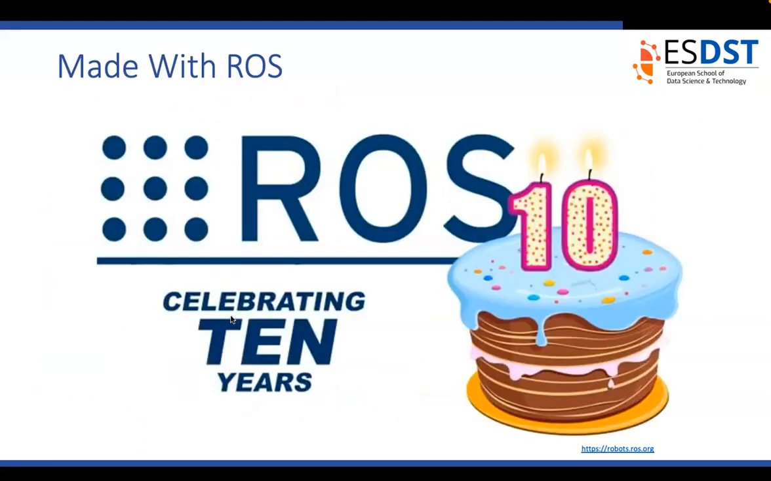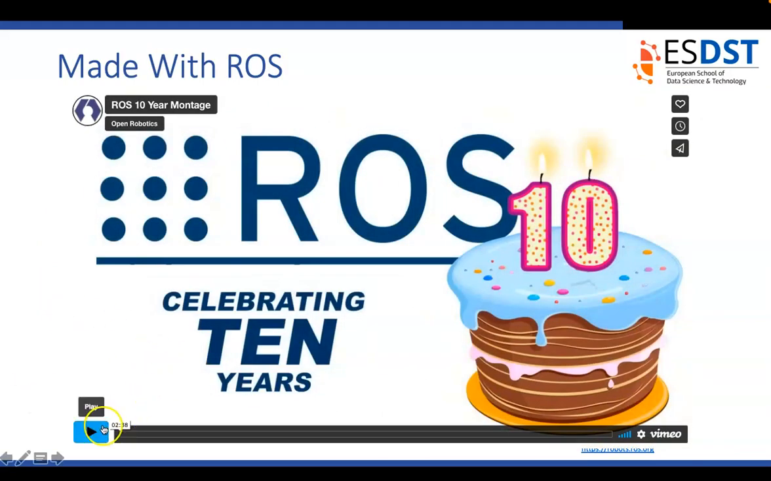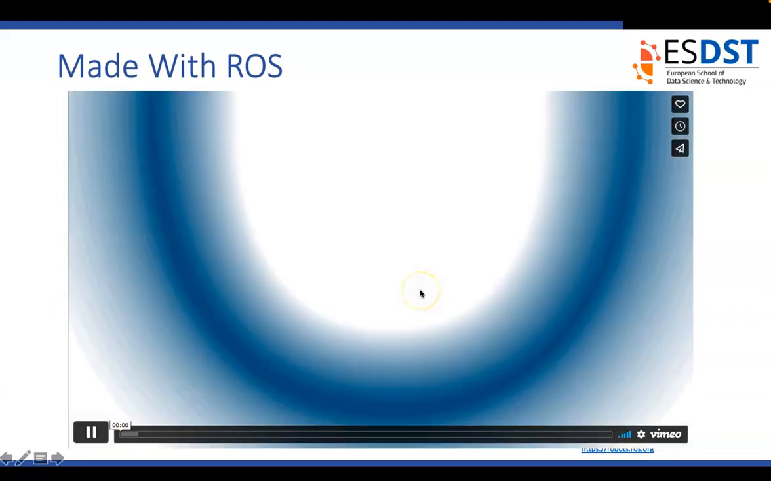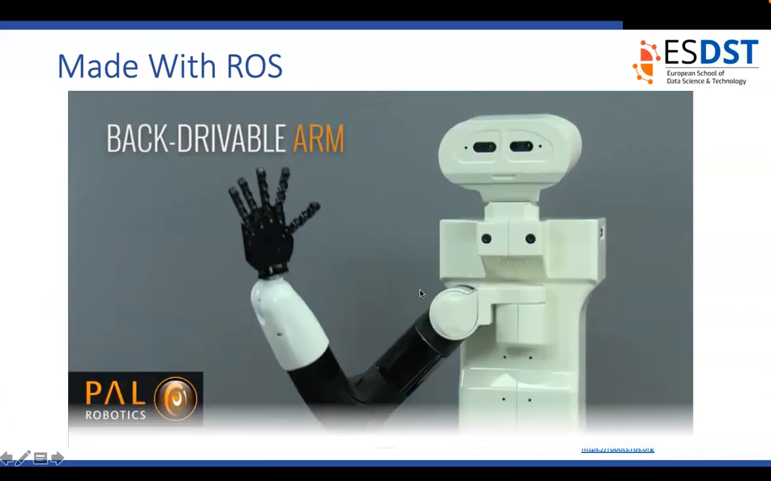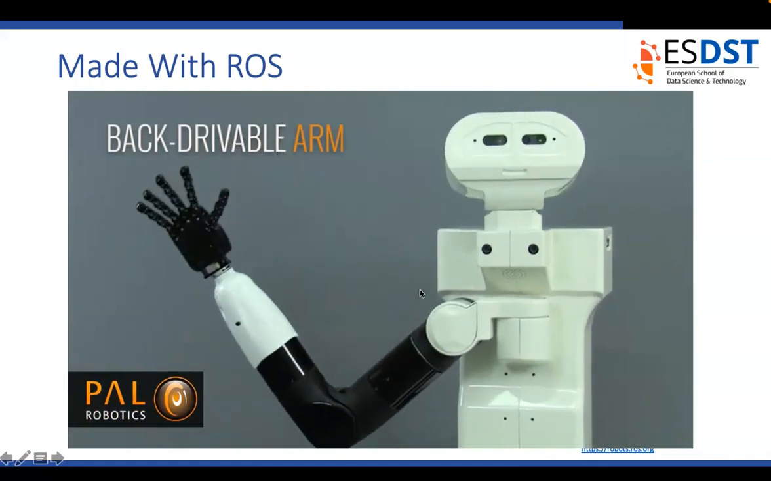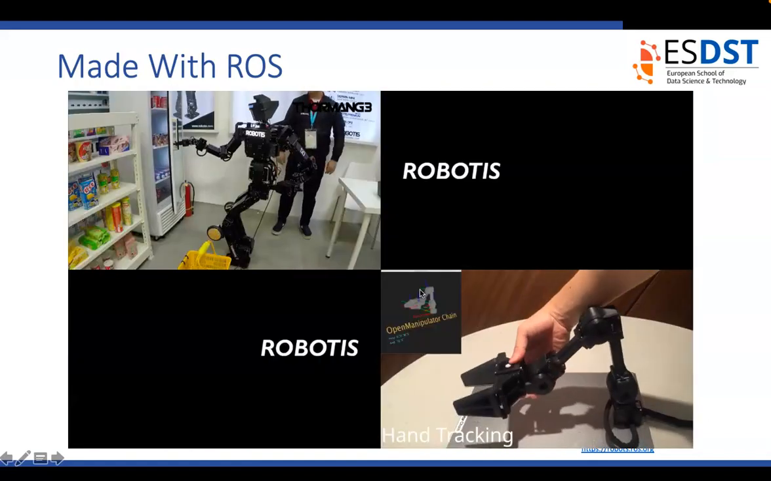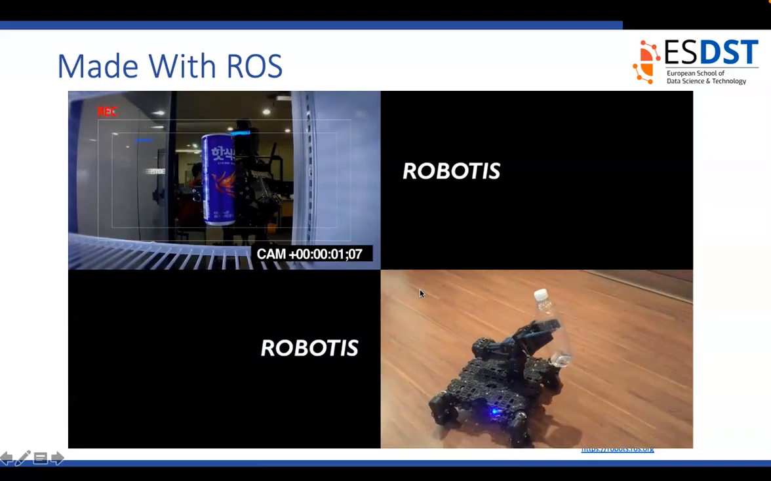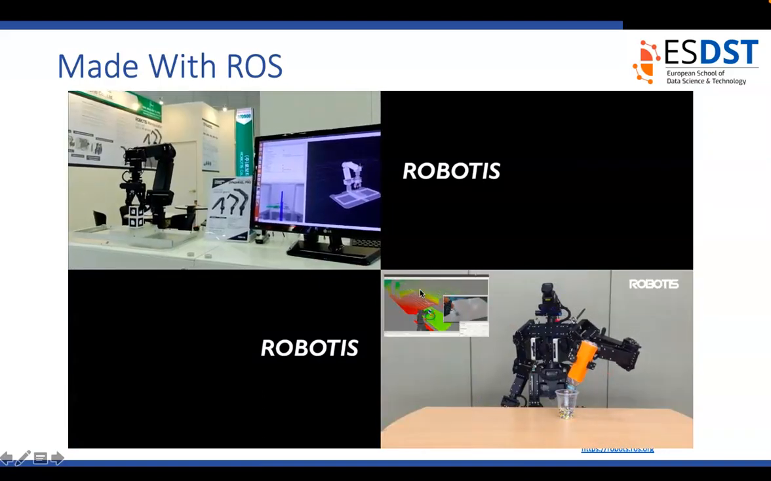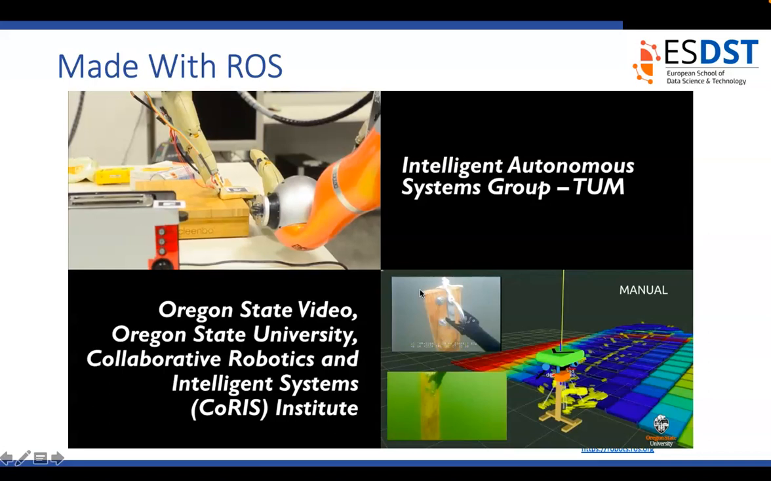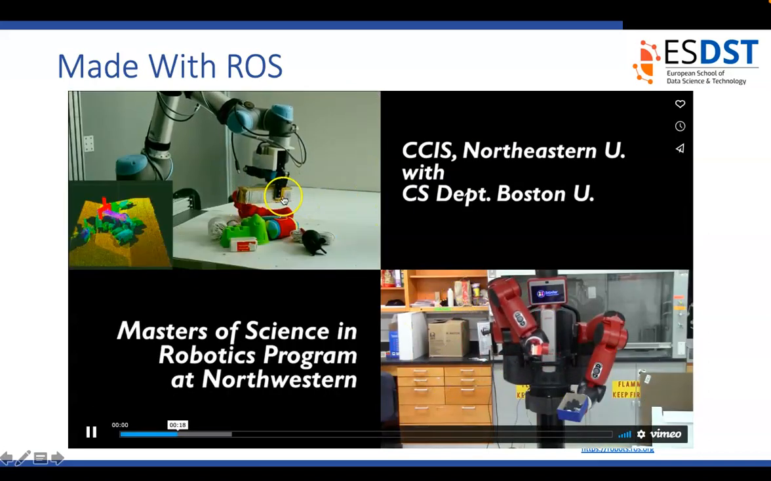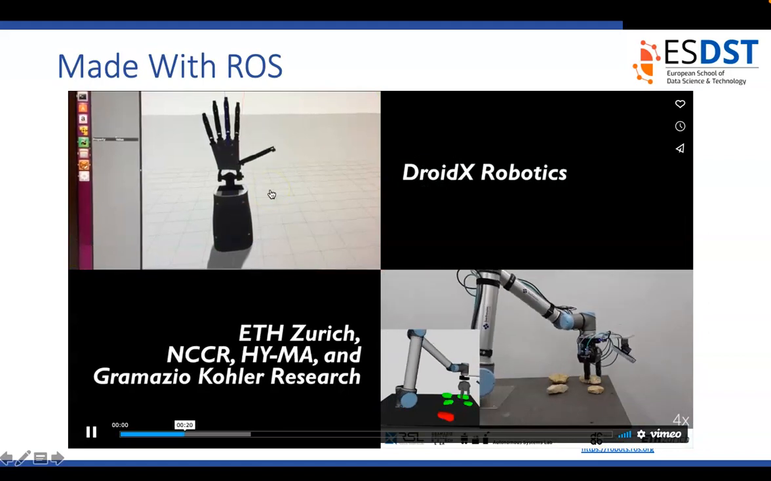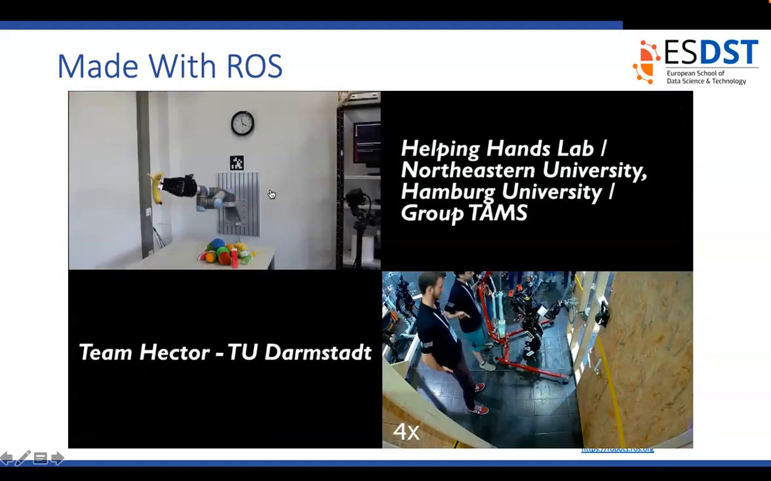Okay, let's see a quick video of what ROS has developed over the 10 years. You can see this video. This one is from PAL Robotics. Just see, yeah, see this one. This is all being done in a ROS environment. This is pick and place. This is a hand from ETH Zurich.